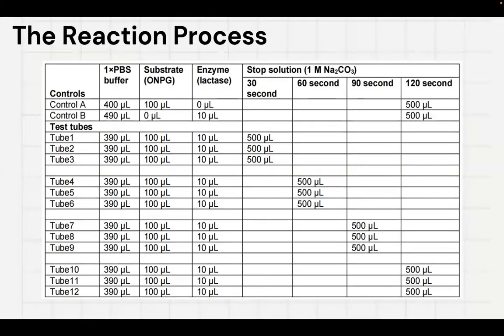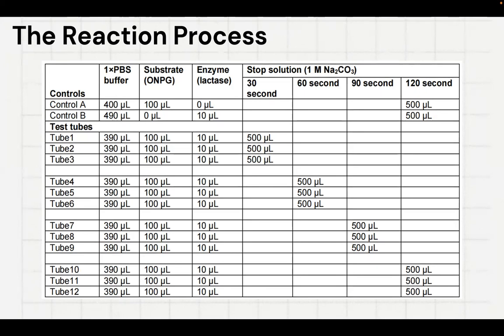To measure the rate of the reaction, we make measurements of the product concentration over a period of time. We set up 4 reactions and each reaction will repeat 3 times. The 4 reactions were stopped by sodium carbonate at 30 seconds, 60 seconds, 90 seconds, and 120 seconds. We prepare 14 microcentrifuge tubes, labeled as the names in the table. Then we add corresponding PBS buffer, OMPG, and lactase extract to each tube.